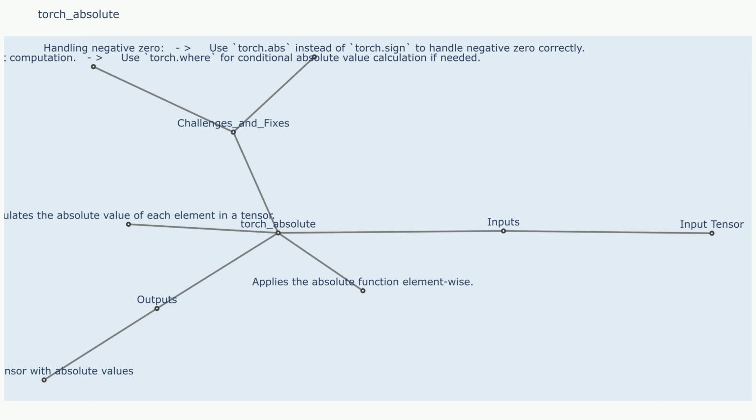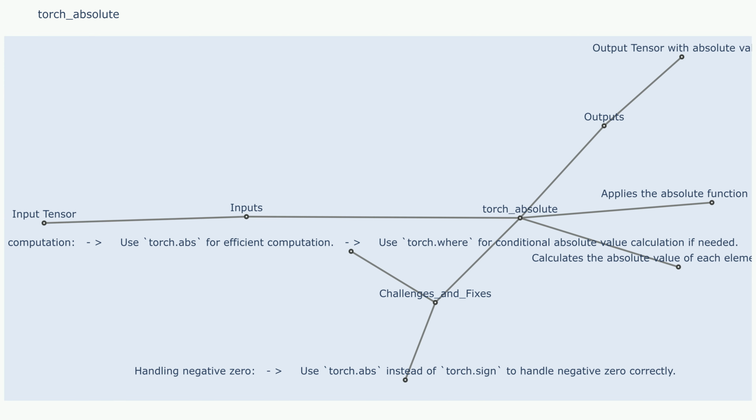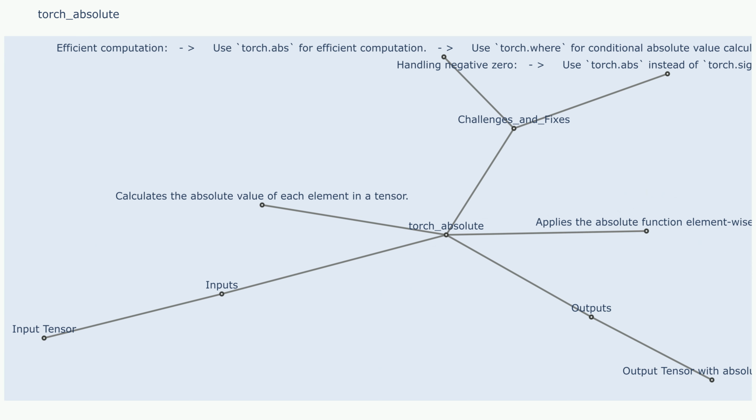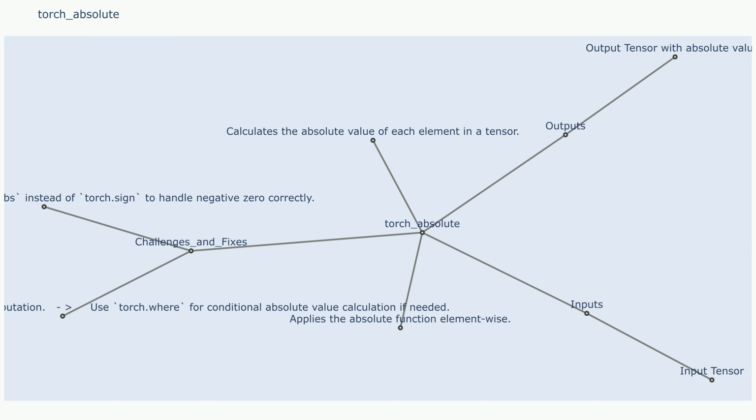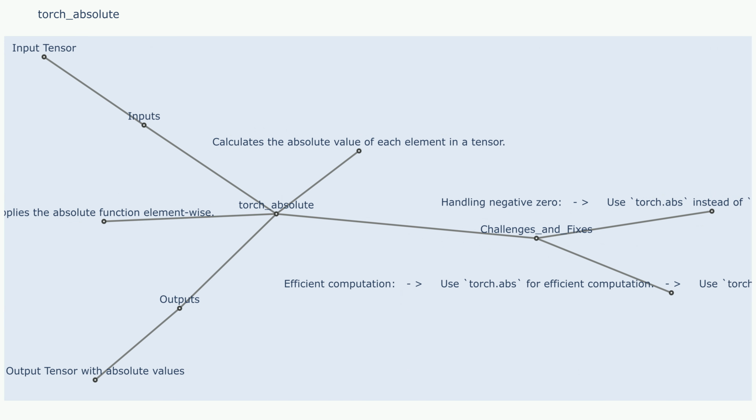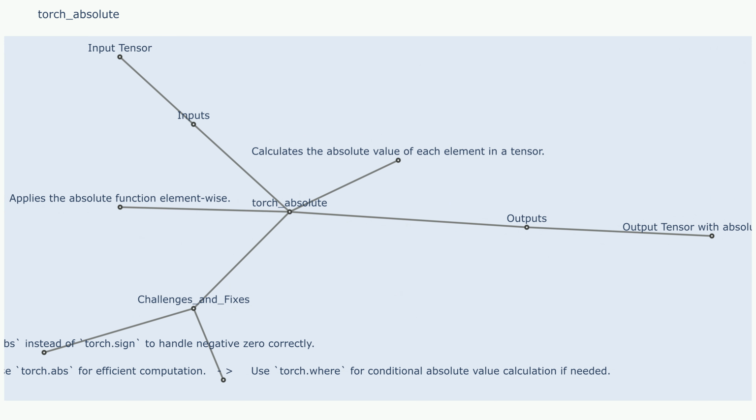torch.abs. Description. The torch.abs function calculates the absolute value of each element in a PyTorch tensor. It returns a new tensor with the absolute values. Inputs. Input 1: tensor, the input tensor for which the absolute values are to be calculated. This can be any PyTorch tensor, including scalars, vectors, matrices, or tensors of higher dimensions.